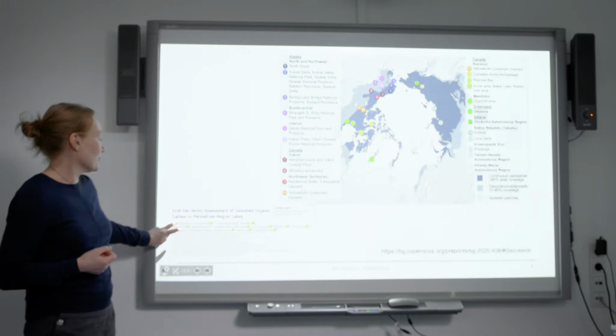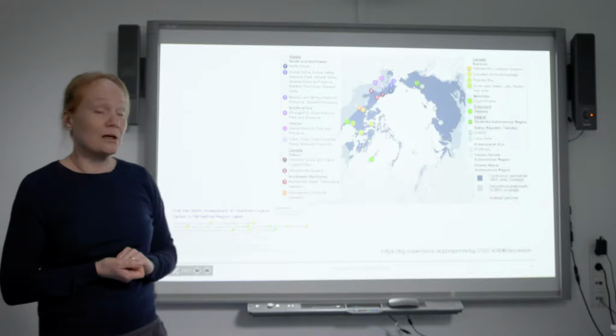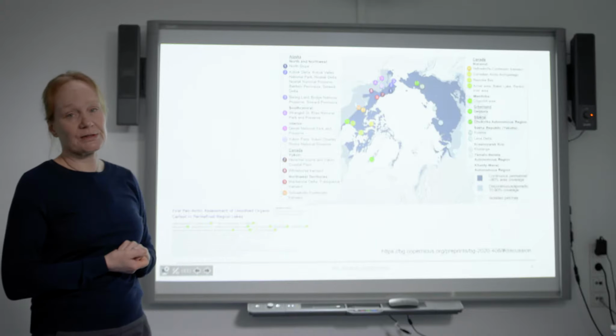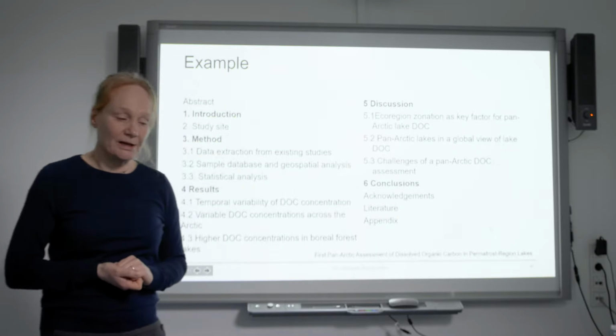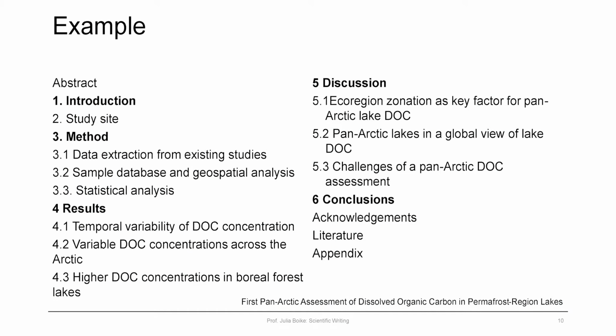This is the title of the paper, First Pan-Arctic Assessment of Dissolved Organic Carbon in Permafrost Region Lakes. It's currently under review, and I just want to give you an example of how this review paper looks. And again, this paper also has the same structure that I explained to you before. The typical paper structure separates into the introduction, where she describes the study site, and the method, data extraction from existing studies. As I said before, she went into all the metadata and data circum-Arctic and extracted them into one new database. And then she explains the sample database, the geospatial analysis and the statistical analysis.